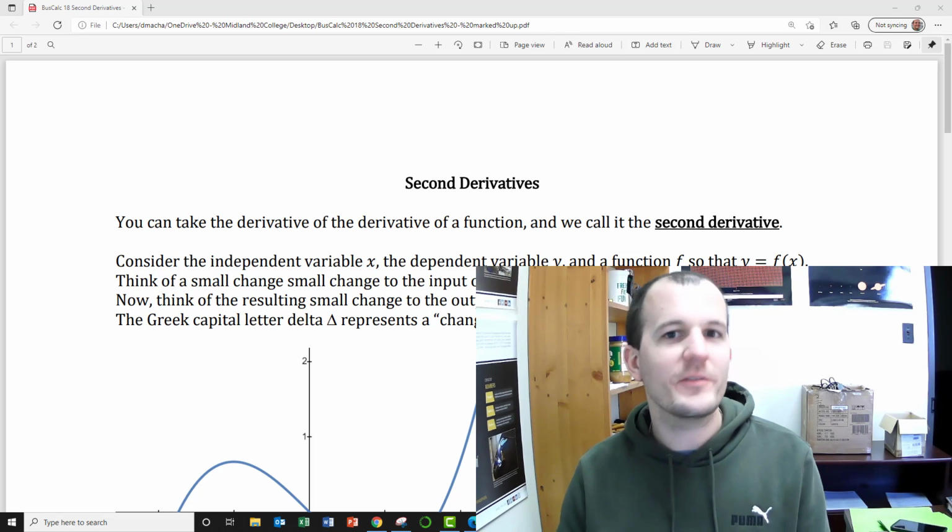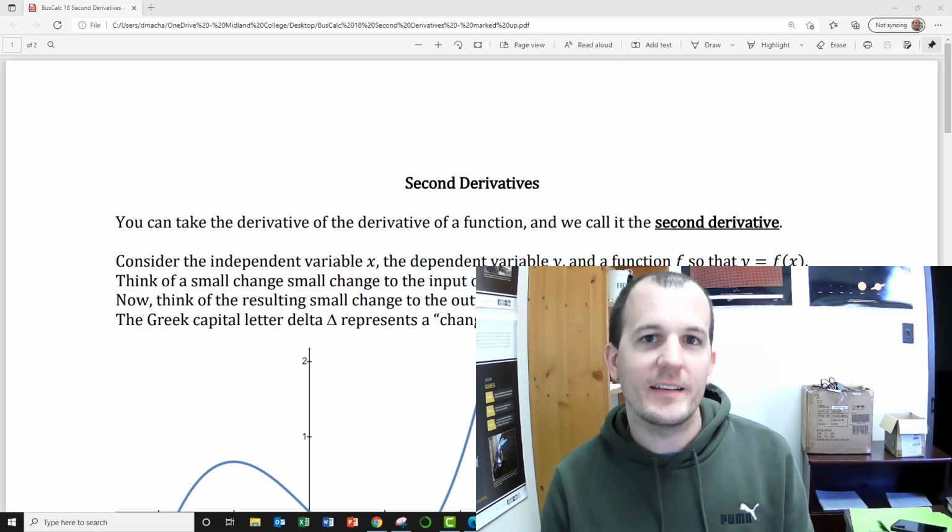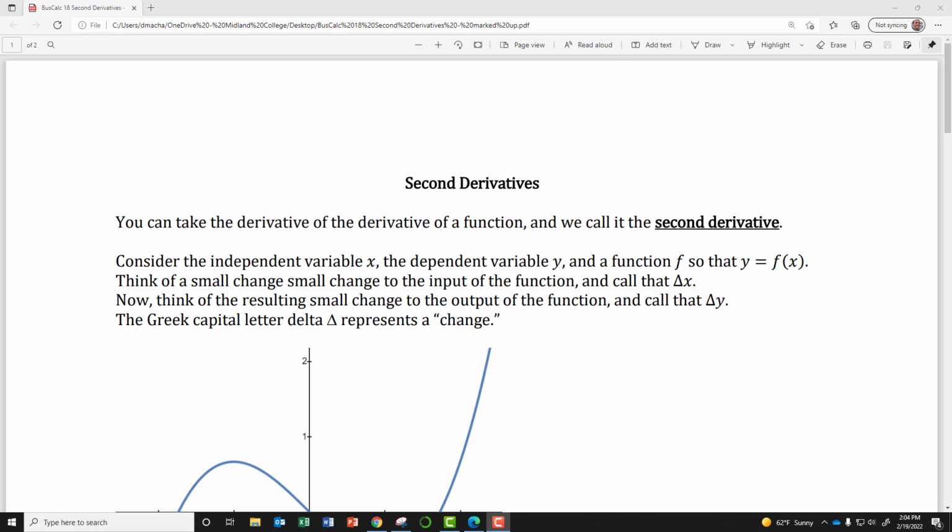Hi everyone, in this video we are talking about second derivatives. So we've been working all semester on first derivatives, or I guess we've been working all semester on derivatives, and the news for you today is that what we've been calling the derivative, you might also call the first derivative. And if you take the derivative of a particular function, that's what we call the second derivative.